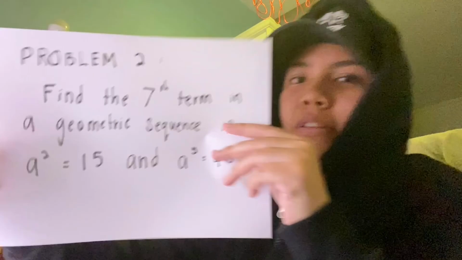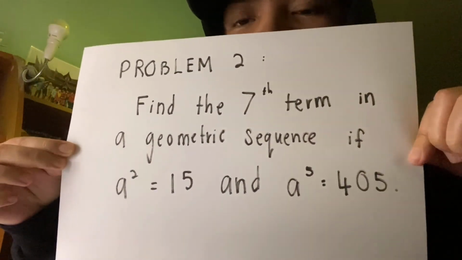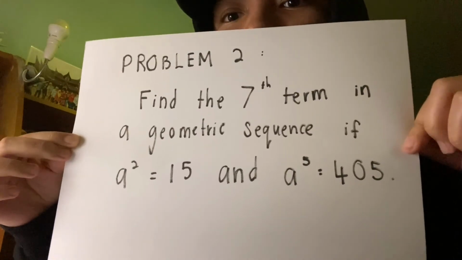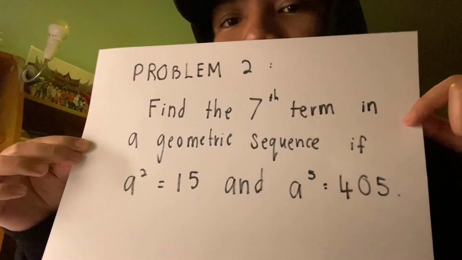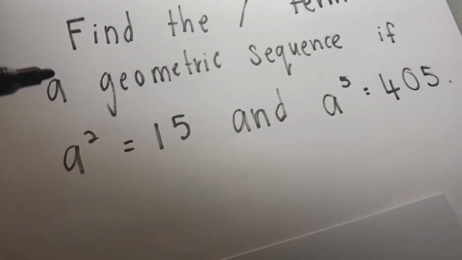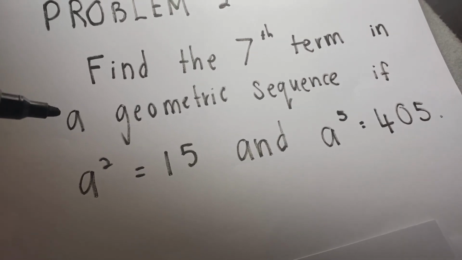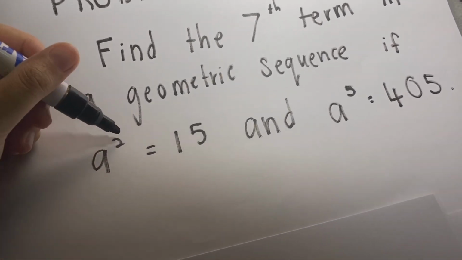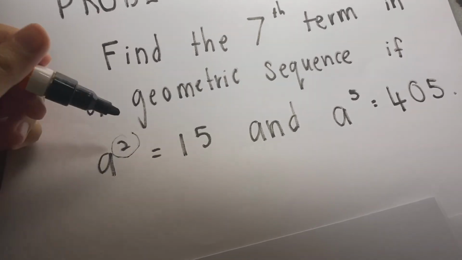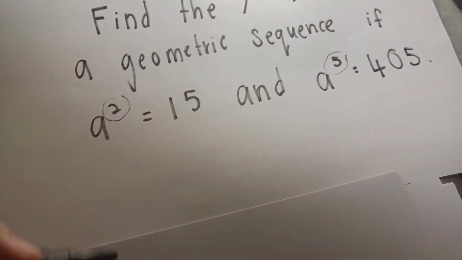Okay, so for the second problem, as you can see, I wrote here, find the seventh term in a geometric sequence if a sub 2 equals 15 and a sub 5 equals 405. Okay, so in this question, the common ratio is not given, so we have to find it. We can see the subscript here is 2 and the subscript here is 5. So we'll try to do it here.